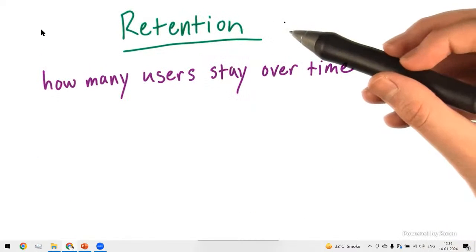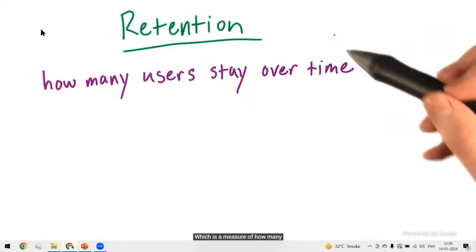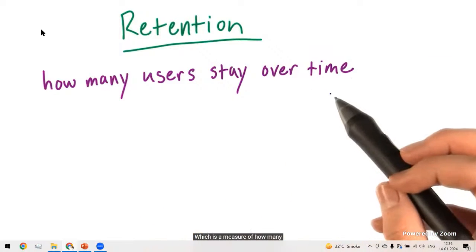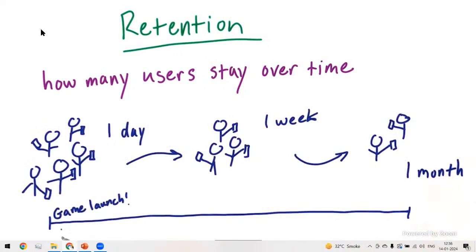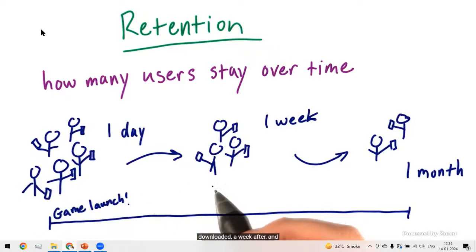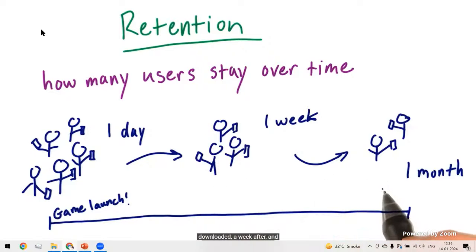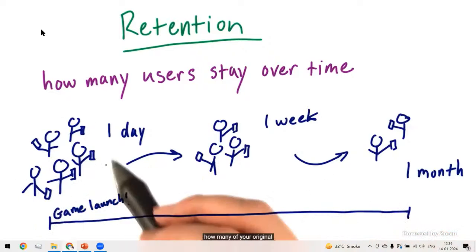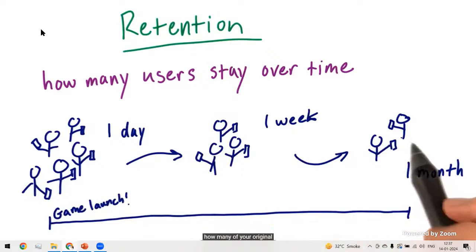And we also look at retention, which is a measure of how many users continue to play your game as time goes on. Usually, game retention is measured a day after your game is first launched and downloaded, a week after, and a month after, just to see how many of your original players you keep over time.